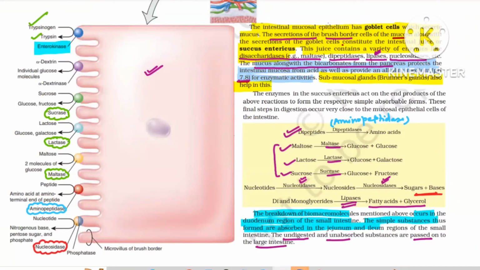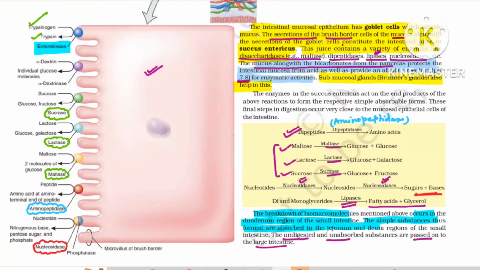So in this video, I tried to explain the digestion done in the small intestine with the help of pancreatic juice, how the bile juice helps in digestion, and how the end products are digested finally by the intestinal juice. The pH of the intestine is 7.8, which is achieved with the help of the bicarbonate coming from the pancreas and the secretion coming from the Brunner's glands, which are present in the submucosa.